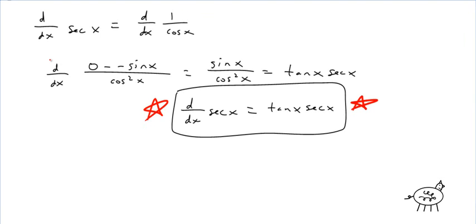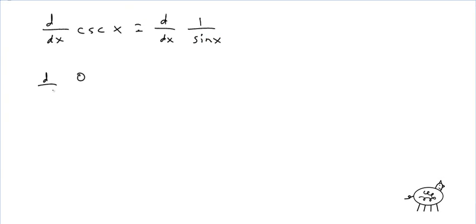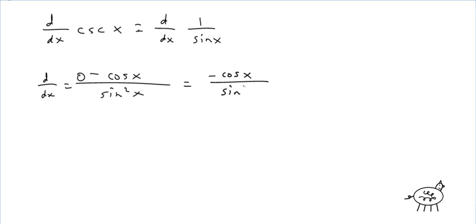All right, sweet. So let's keep going here. One more. d/dx of cosecant of x, the same thing as d/dx of 1 over sine of x. And then we're going to use the quotient rule. Bottom times the derivative of the top, which is 0, minus the top times the derivative of the bottom, so minus cosine of x, all over sine squared of x. So that gives me negative cosine of x over sine squared of x.